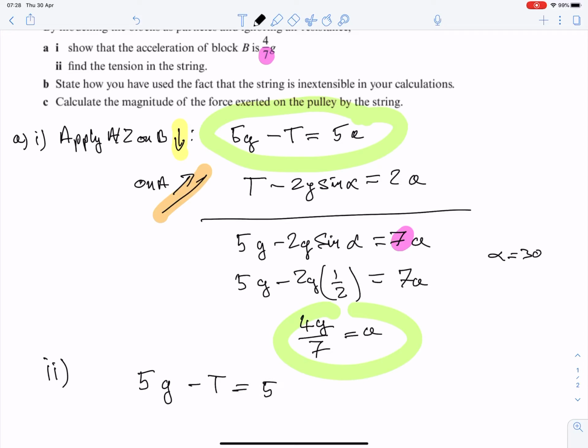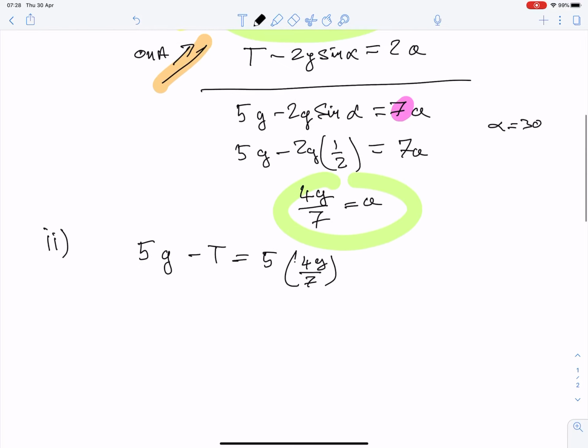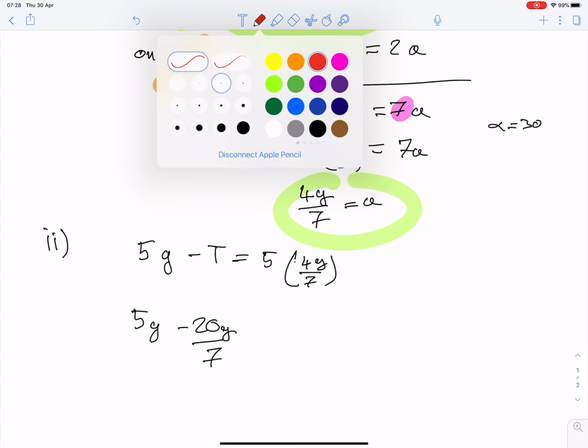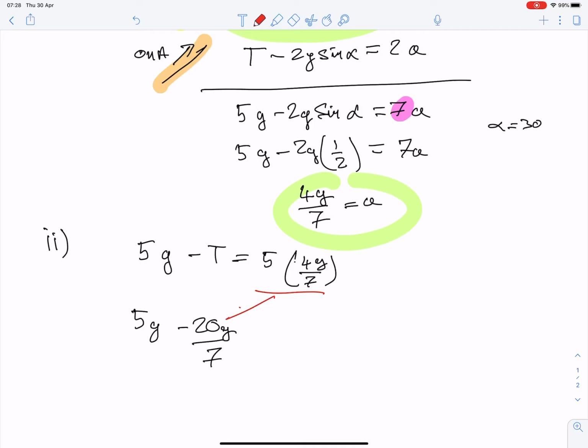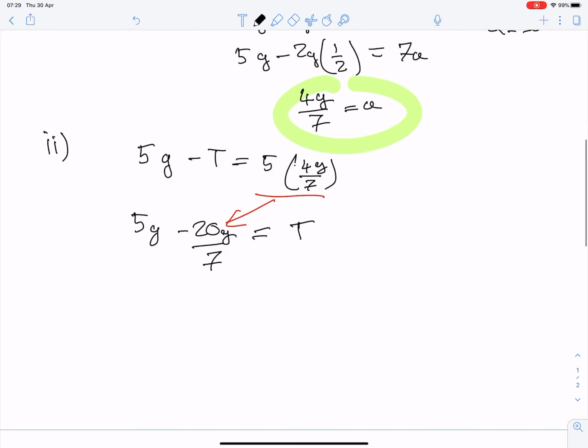Well, that's part B. So that was A part 1. A part 2 should now be straightforward. Find the tension in the string. We can just substitute back in, can't we? So we can take that A, substitute it back into either of these. It doesn't really matter which we choose. Let's take that one, and we get 5g minus T equals 5 lots of A, which is 4g over 7.